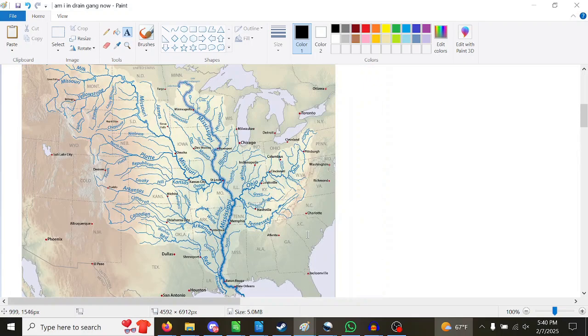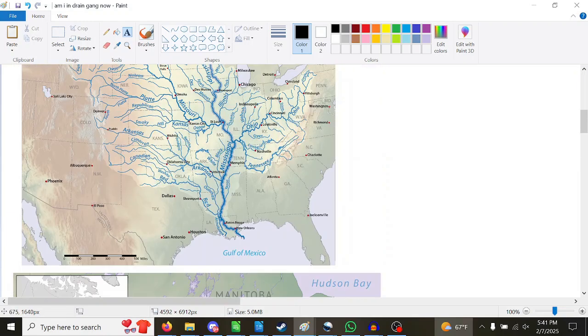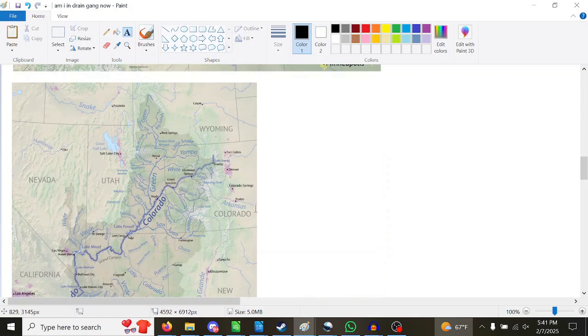I've never been up to Canada. I have been to multiple states on this map. I've gone past the Mississippi River several times.